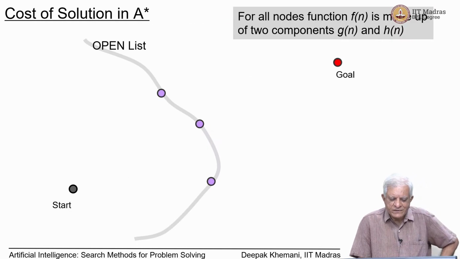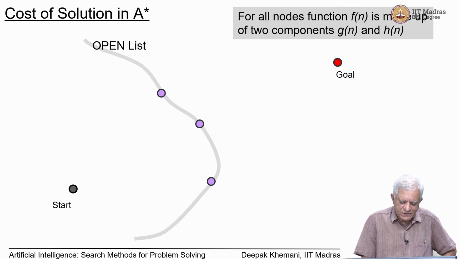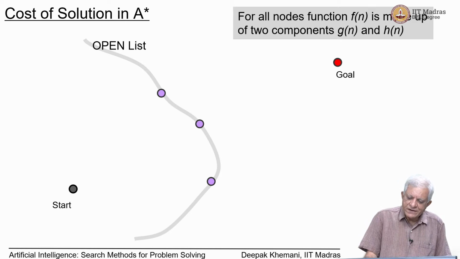So, what is the cost that we will associate with nodes? Look at this diagram. We have the start node on the left, we have the goal node on the right, and we have some open list in which we have candidate nodes. So, in this example, there are 3 nodes. For all nodes, we will compute a value called f of n, that is standard terminology in A star, which will have 2 components, g of n and h of n.